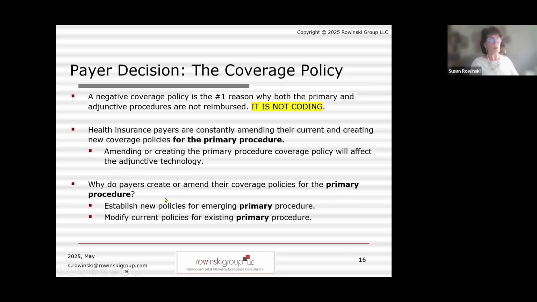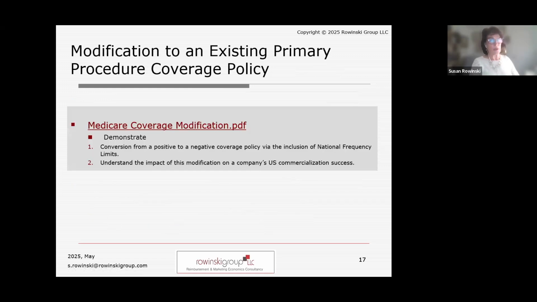And finally, why do health insurance payers create or amend coverage policies for their primary procedure? Well, payers want to establish new policies for emerging primary procedures and modify current policies for existing primary procedures. And we're going to look at two examples. This is a modification to an existing primary procedure coverage policy, and then we'll look at a new policy.